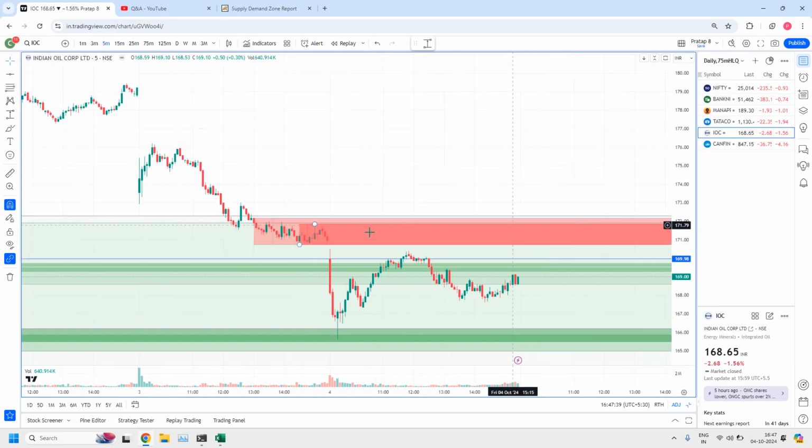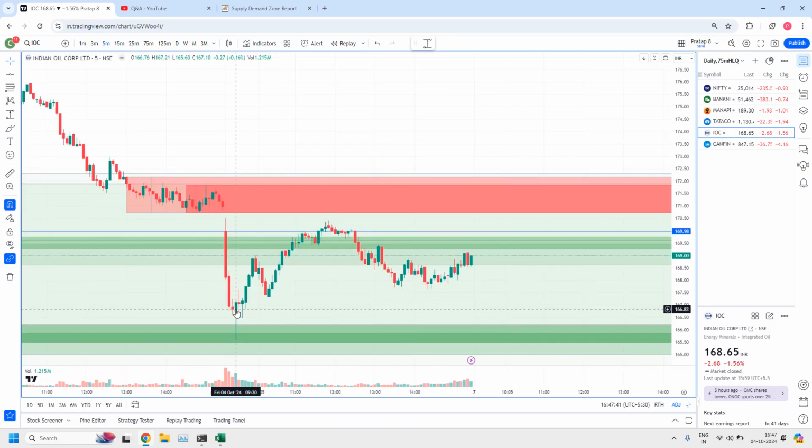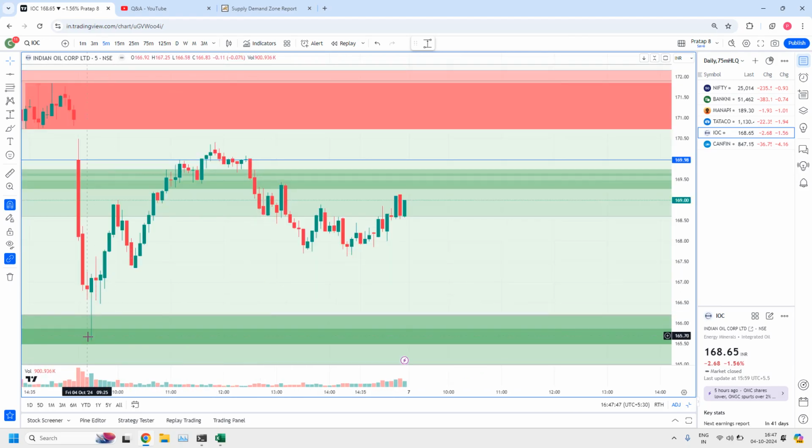Let me move on to the 5 minutes time frame. At what time did it enter into this zone? Morning 9:30 candle, they entered into this zone. See the fine-tuned 5-minute zone. How it pushed the prices. After that, how it went. And finally reached the target.